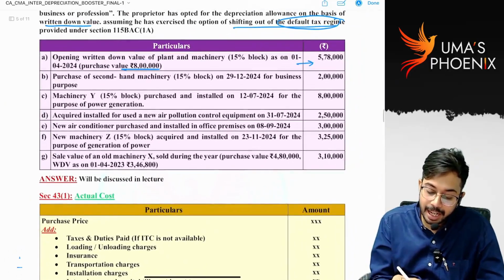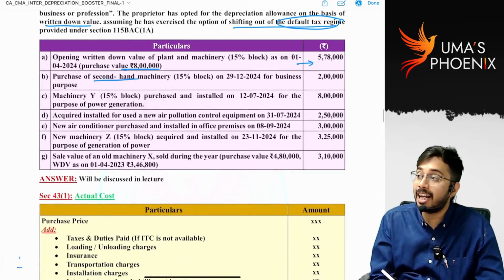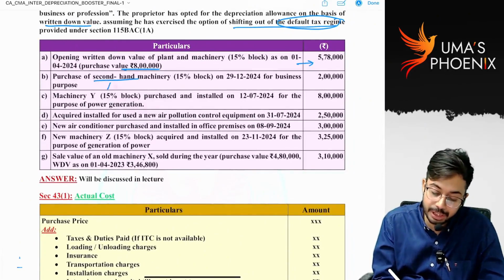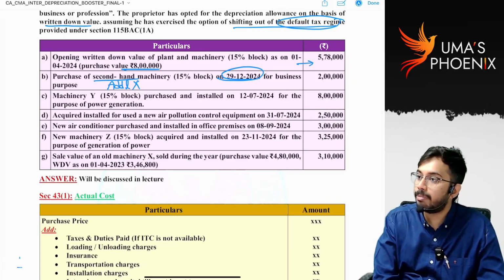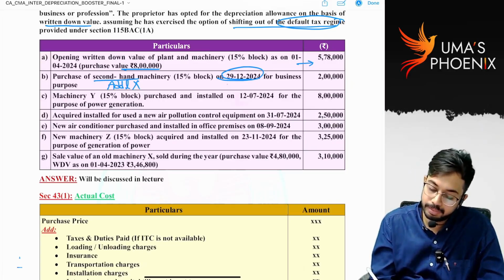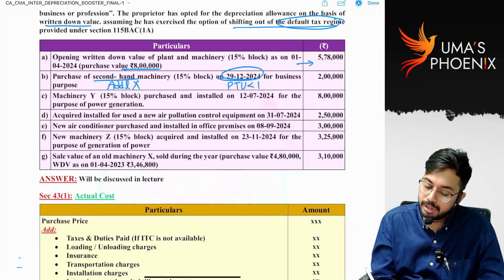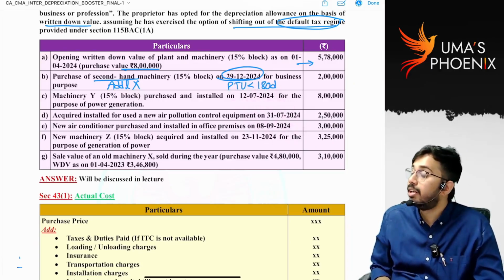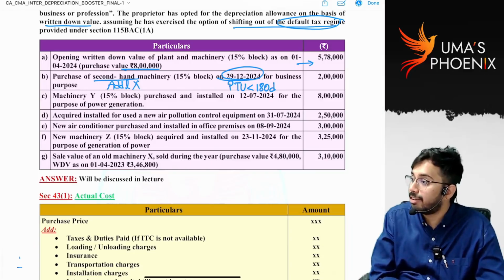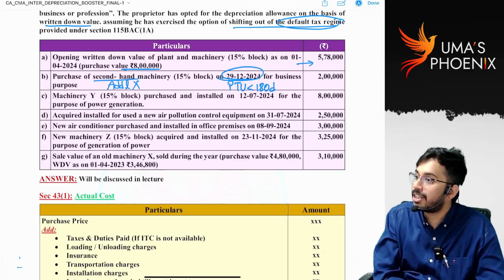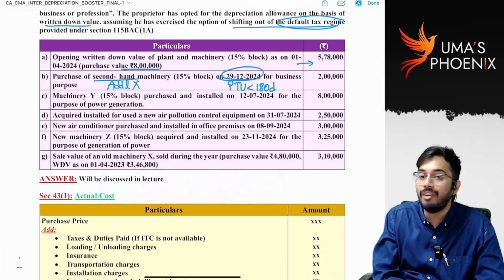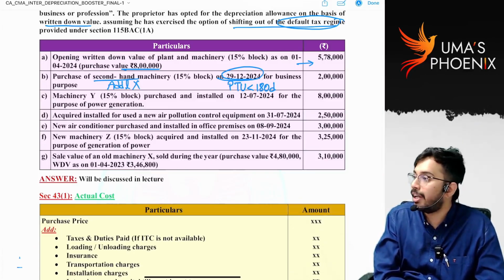Purchase of second hand machinery. Whether second hand machinery is eligible for additional depreciation? When it was purchased, 29th December 24, that means put to use less than 180 days. See the beauty of reading the question. When you are reading the question itself, you should do the classification whether additional depreciation is available or not, whether full rate of depreciation will be calculated or half rate of depreciation will be calculated.